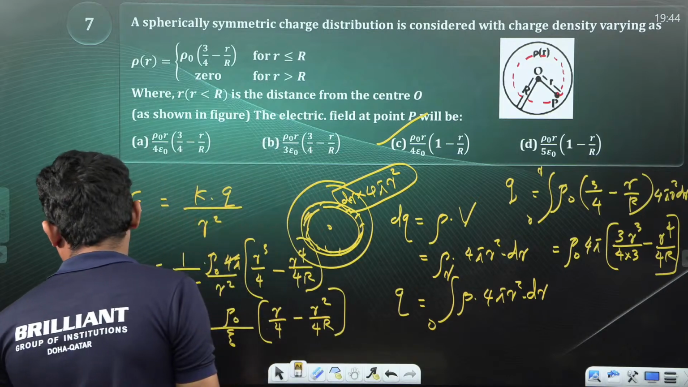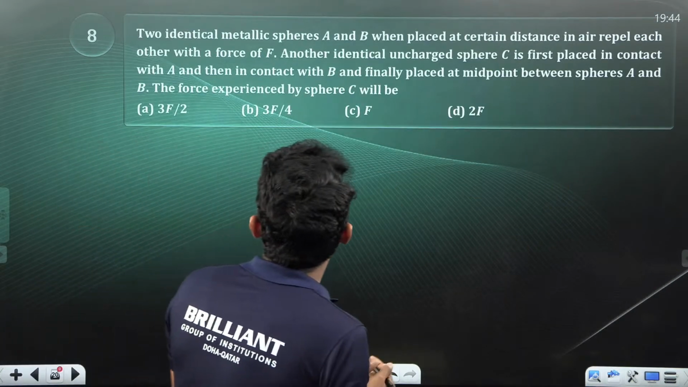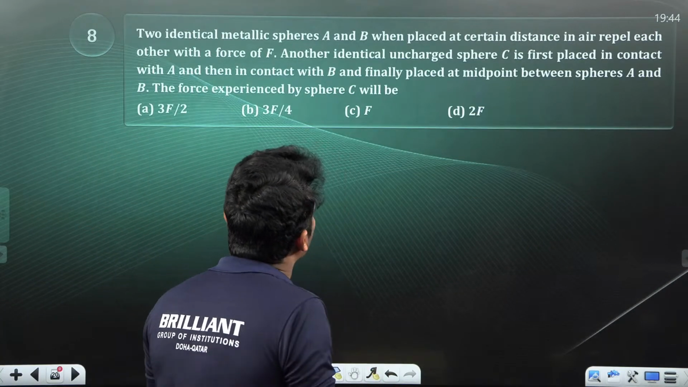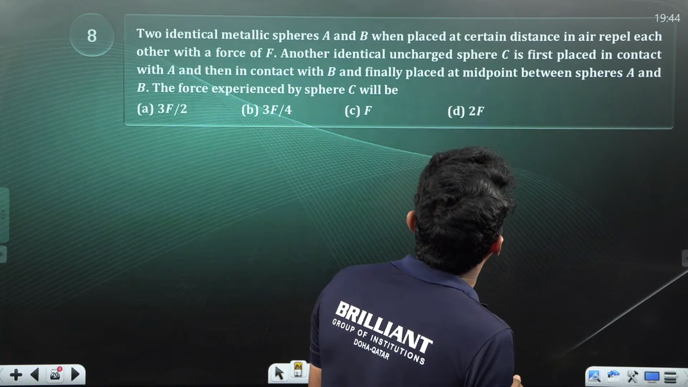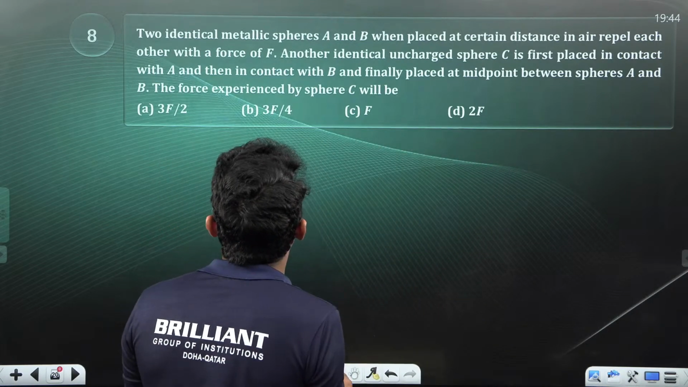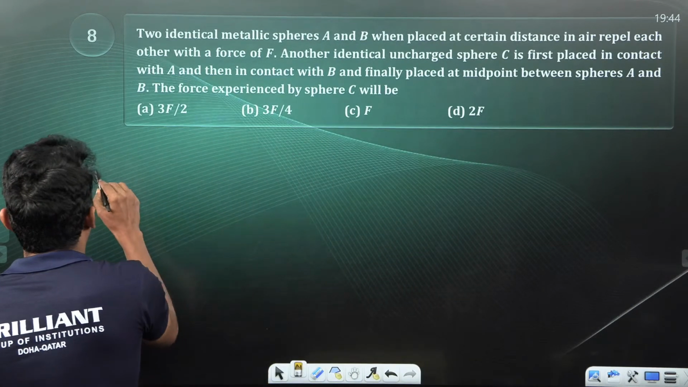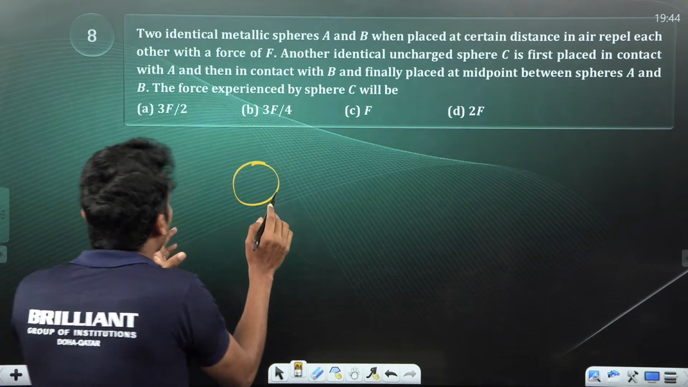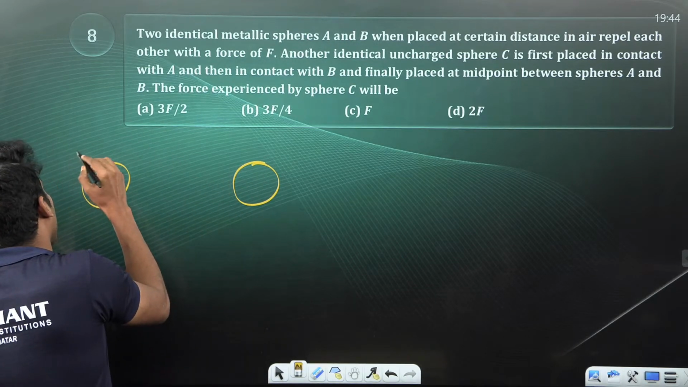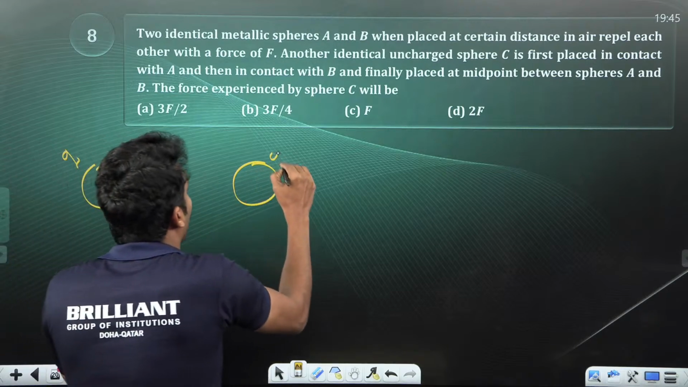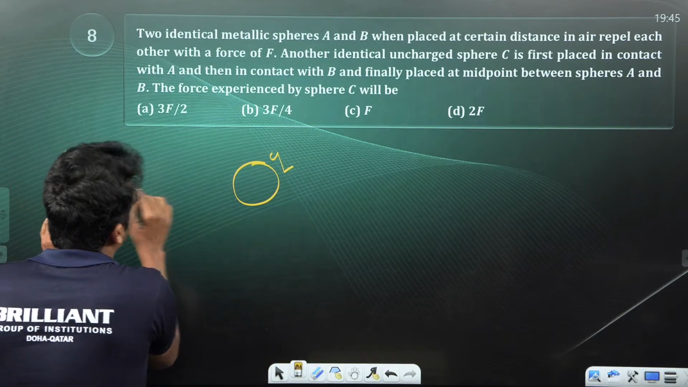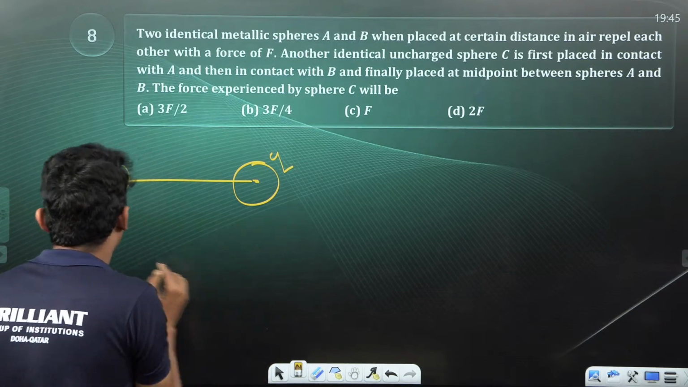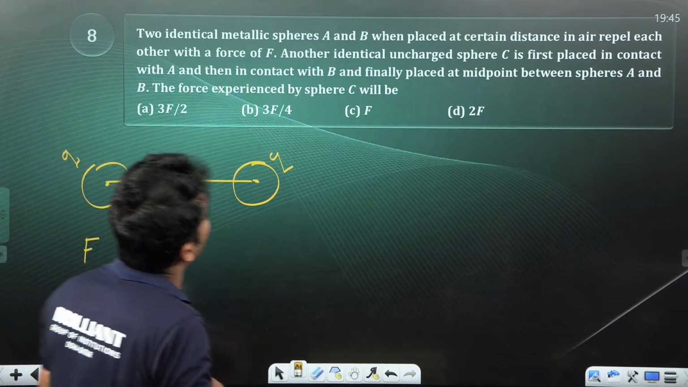Very good. Now the 8th question is: two identical metallic spheres A and B, when placed at a certain distance in air, repel each other with a force F. Suppose two identical metallic spheres at a separation. Identical metallic spheres means they are also equally charged, and they experience a repulsion, and this repulsion is F.